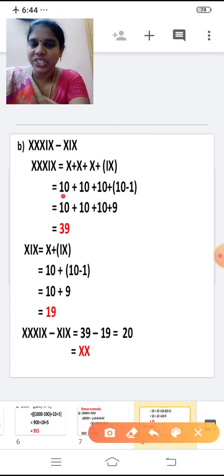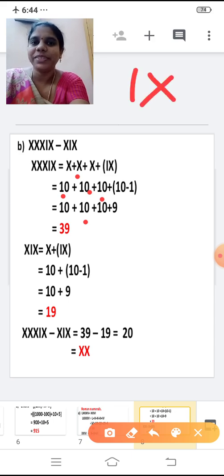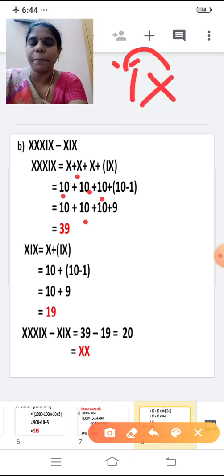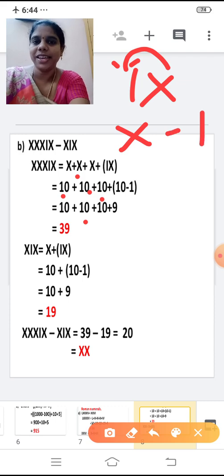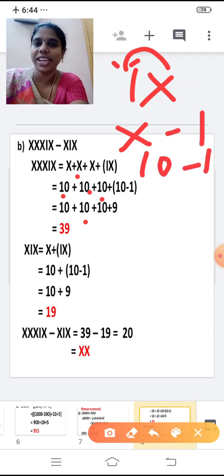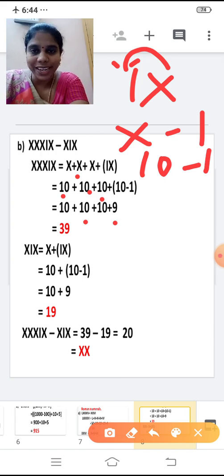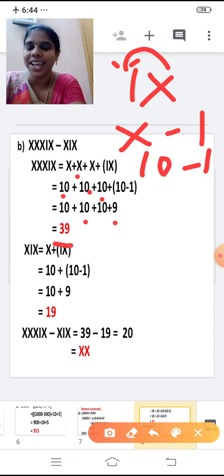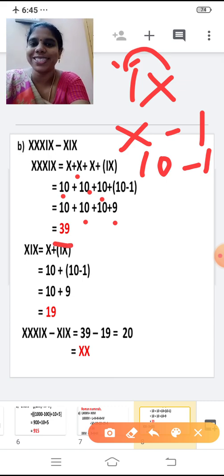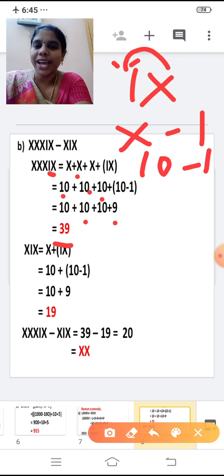The value of X is 10, and the value of one more X is 10, plus one more X, 10, plus what is the value of IX? That means you are going to subtract X minus I. 10 minus 1 is 9. So now add all together. 10 plus 10, 20. 20 plus 10, 30. 30 plus 9, 39. So we know the value for XXXIX. The answer is 39.